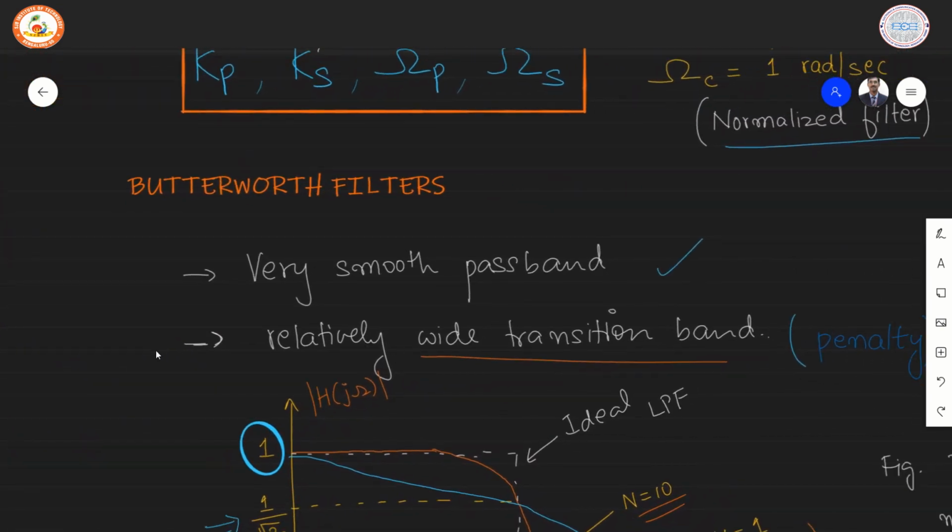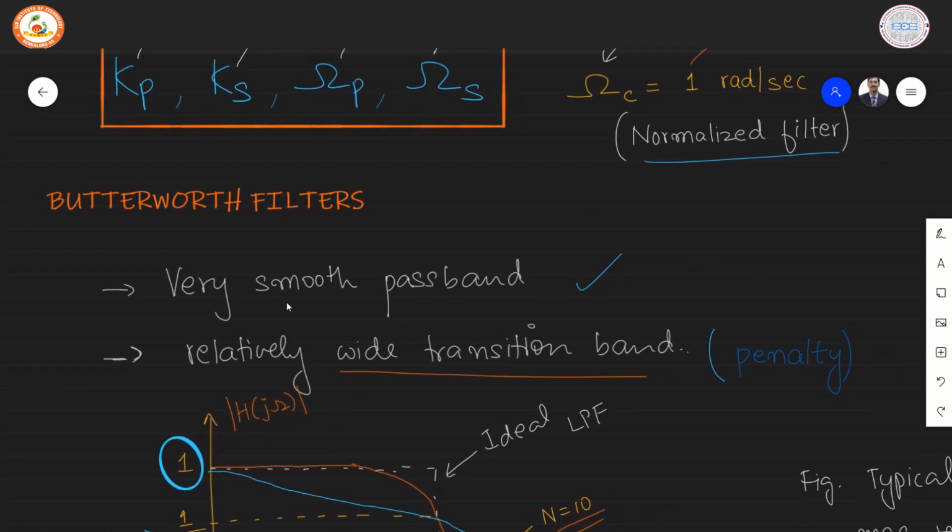Now, a very important characteristic of this Butterworth filter is that it will exhibit a very smooth passband. That means that you will not find ripples in the passband. In fact, you will not find ripples in the stop band also. Now, these are the advantages of not having ripples, but what is the drawback? What is the penalty you have to pay? In the case of Butterworth, you have a relatively wide transition band. So the width of the transition band for Butterworth will be more if you compare it with the other prototype, which is called SJBIT.